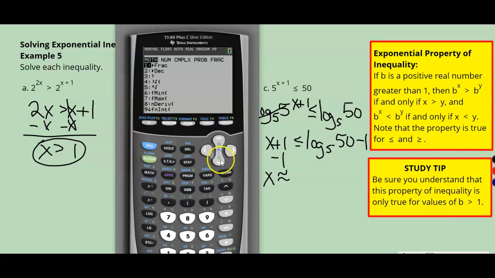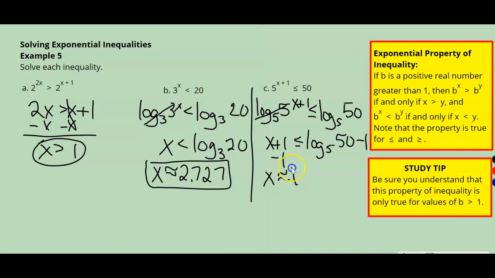I'm going to do math. I'm going to arrow up to log base. I'm going to do log base 5 of 50. And then I'm going to subtract 1 from that. And that's going to give me approximately 1.431. All right, so the solution is approximately x less than or equal to 1.431.